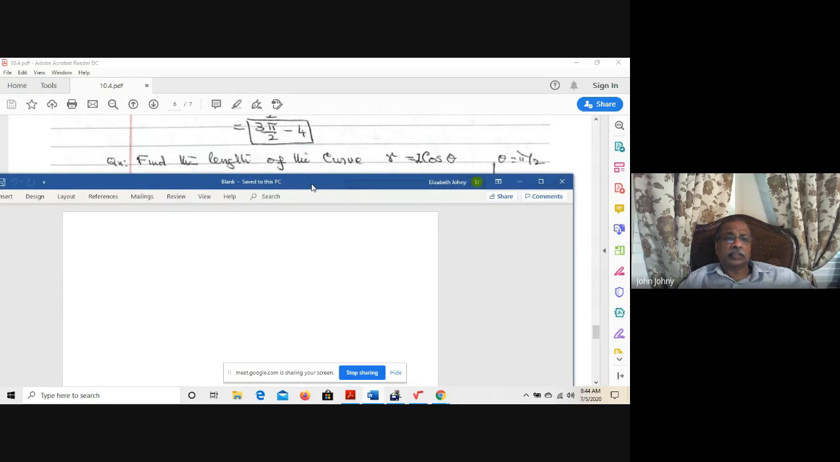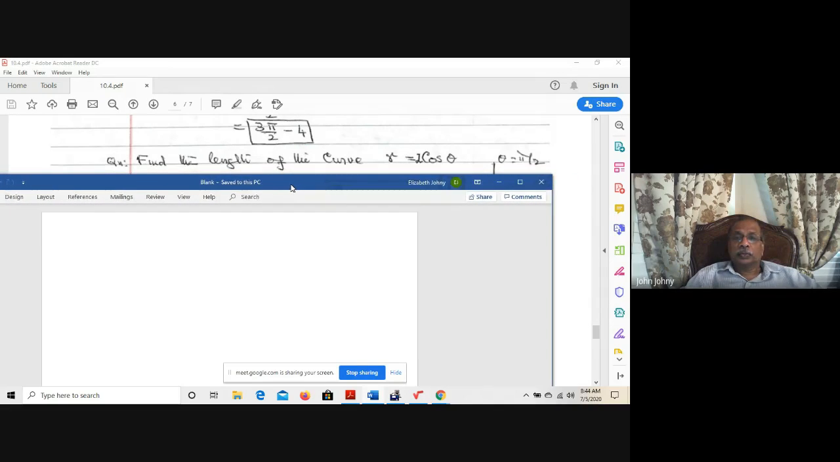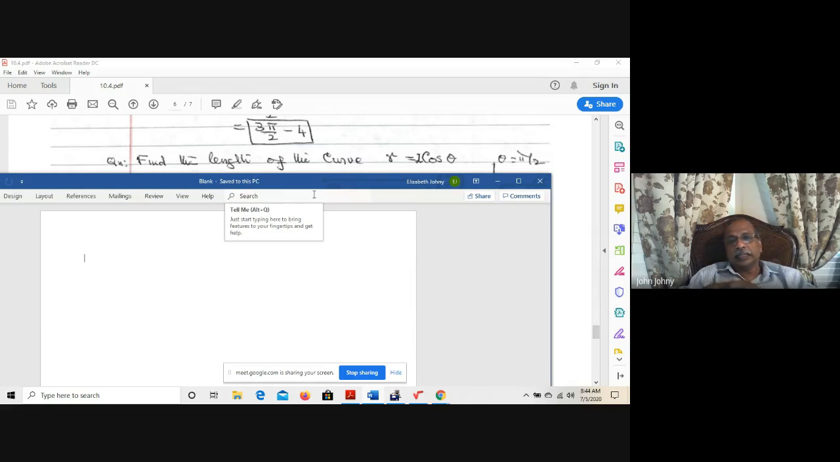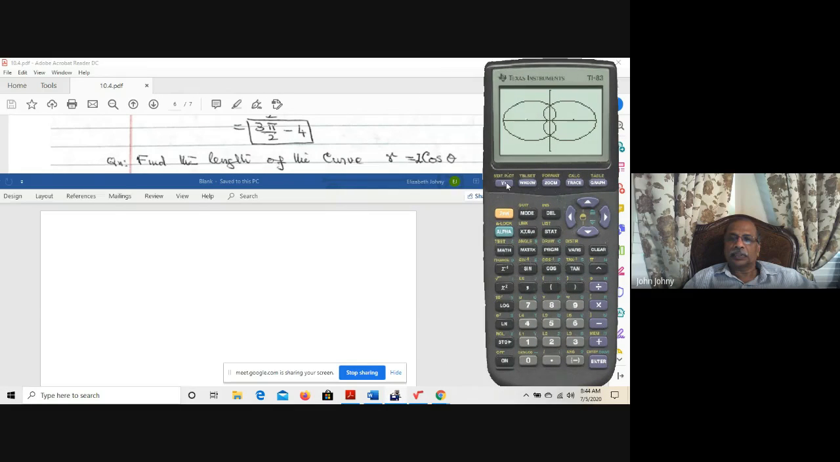The question is find the length of the curve r is equal to 2 cos theta. So here there is a very important fact that you have to remember. Let us draw this graph. R is equal to 2 cos theta.